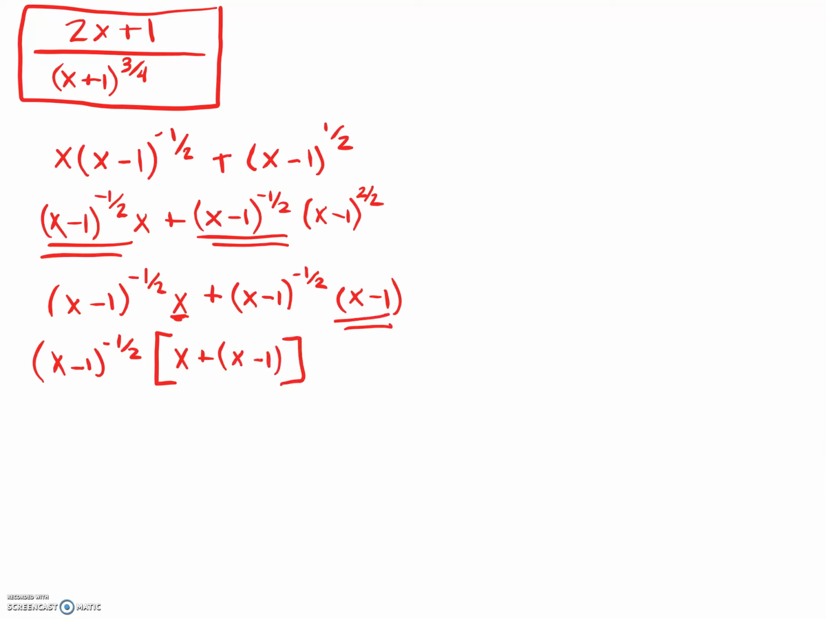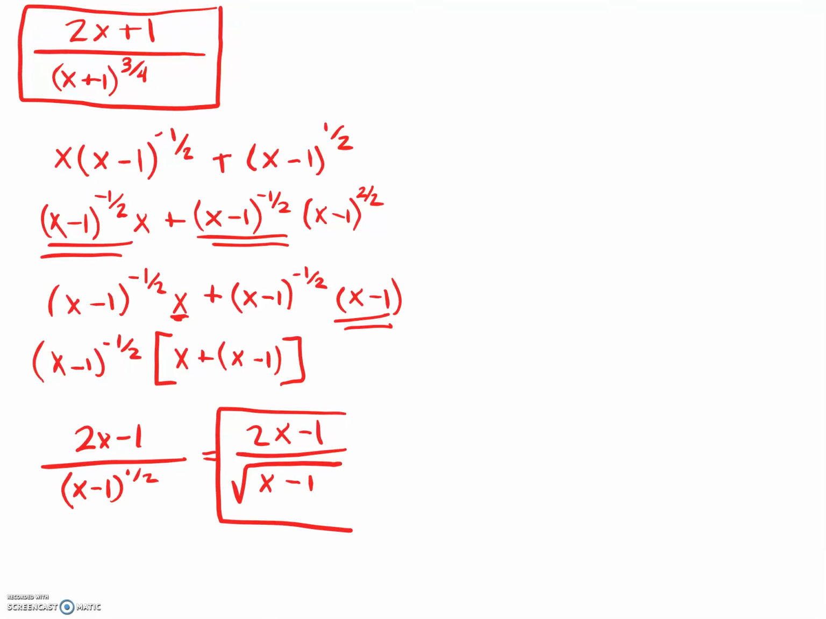Remember what we do with negative exponents? So that term ends up in the denominator as 1/2. And the top, we can simplify to 2x minus 1. Now we can leave it like that, or we can say 2x minus 1 all over, well, you know what the 1/2 power is. The root of x minus 1. And then we'll get into rationalizing the denominator again.